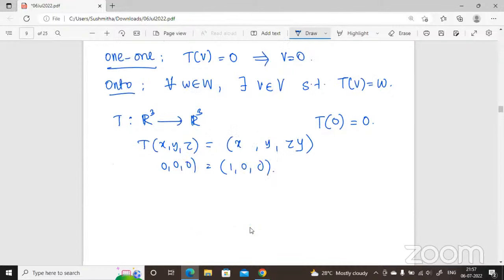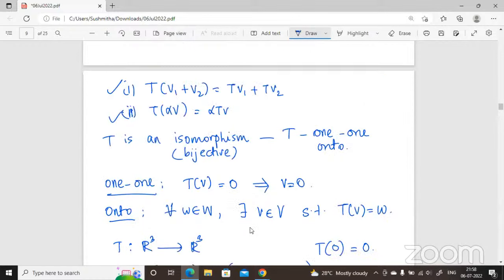Now, what happens in the zy case? T of 0 is 0 here. What is the problem then? The degree of the equation will change. It has to be linear, so the degree has to be 1. Here the degree will change. So no, as simple as that.